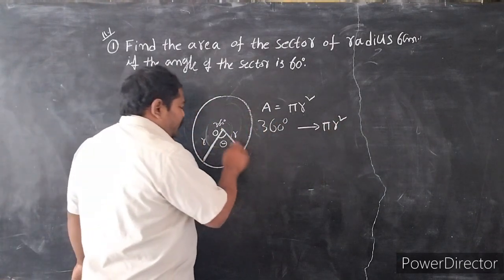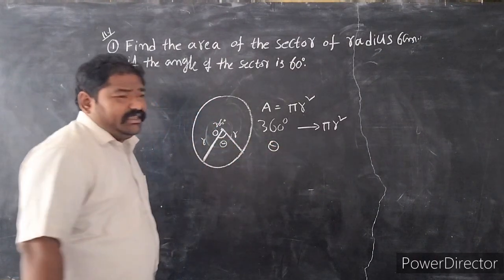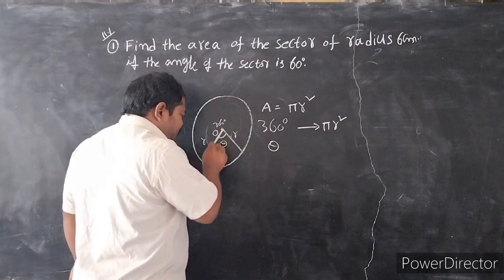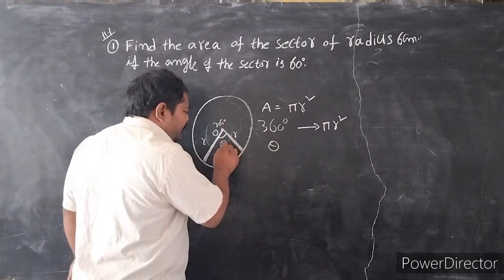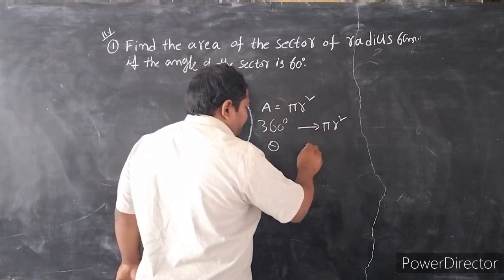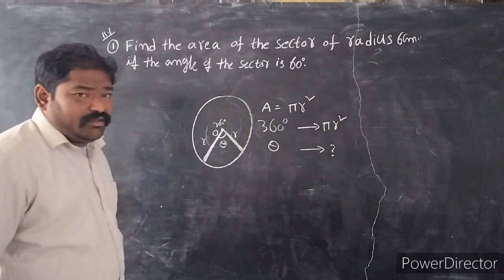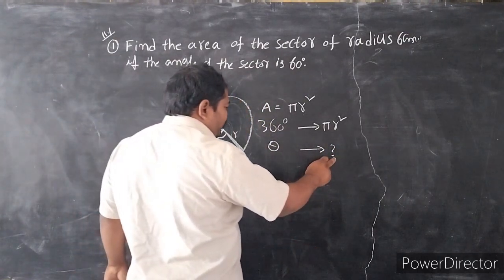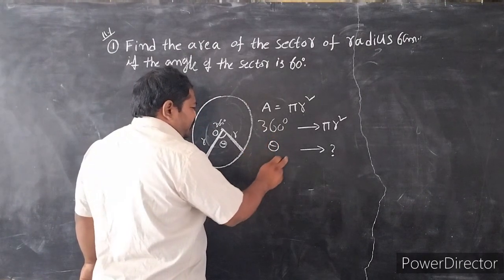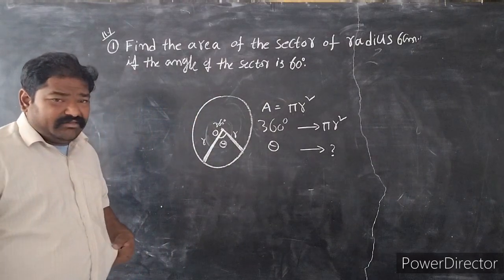Okay, but we are having an angle theta here. We don't know the value of angle theta, whatever it is. We don't know what is the area of this circle making an angle, for example, theta. For 360 degrees, we have pi r square. This is what we have to calculate. What is the area of the sector making an angle of theta at the center?